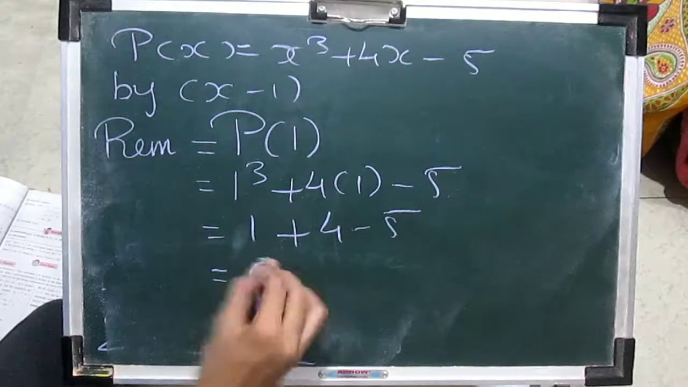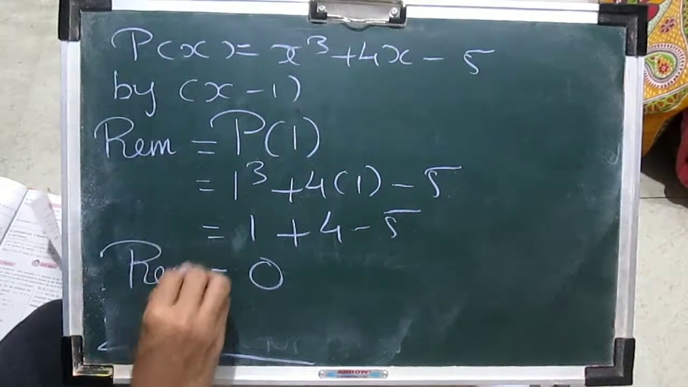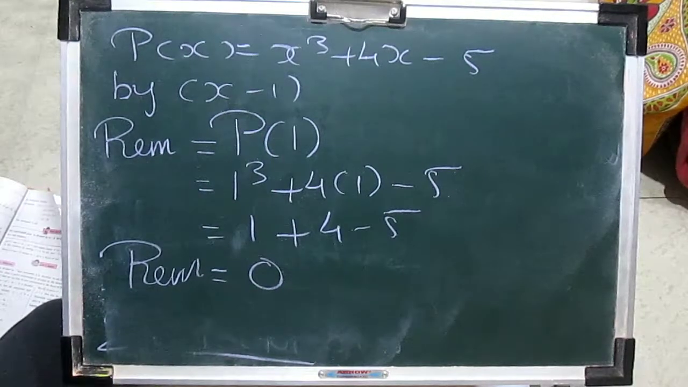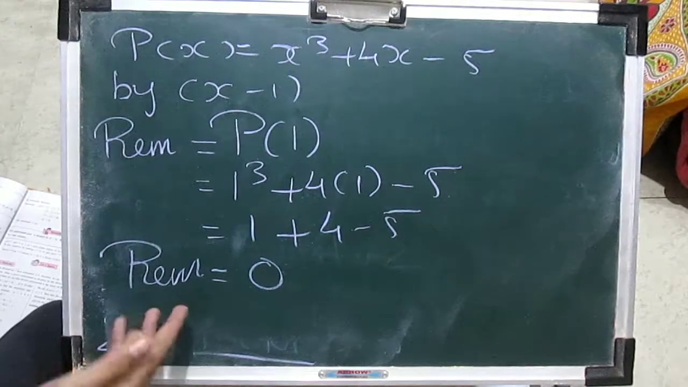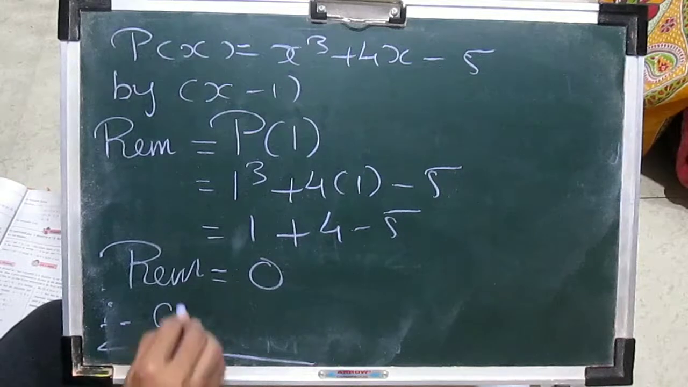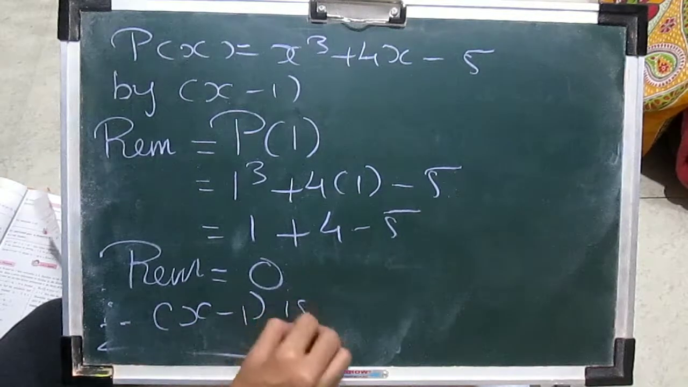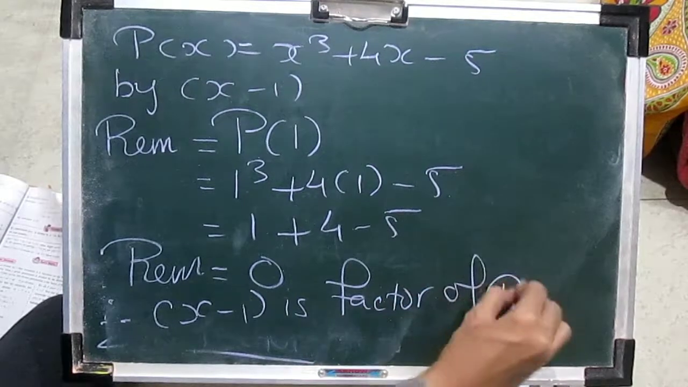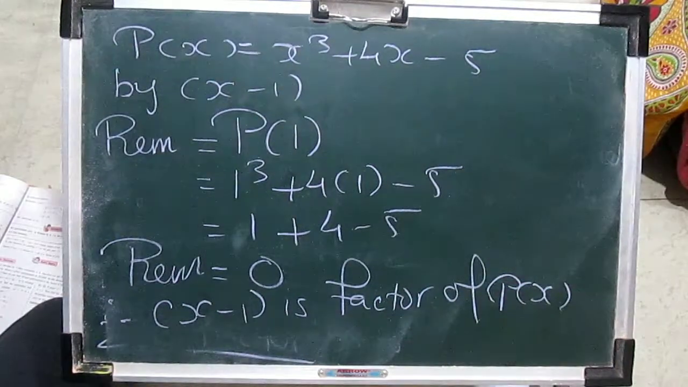So I get to know the remainder when I divide p of x by x minus 1 is 0. So if I know it is dividing it, correct? I know that whenever the remainder is 0, it is divided. That's why I can say that my x minus 1 is a factor of the polynomial p of x that has been given. Okay, ideas are clear.